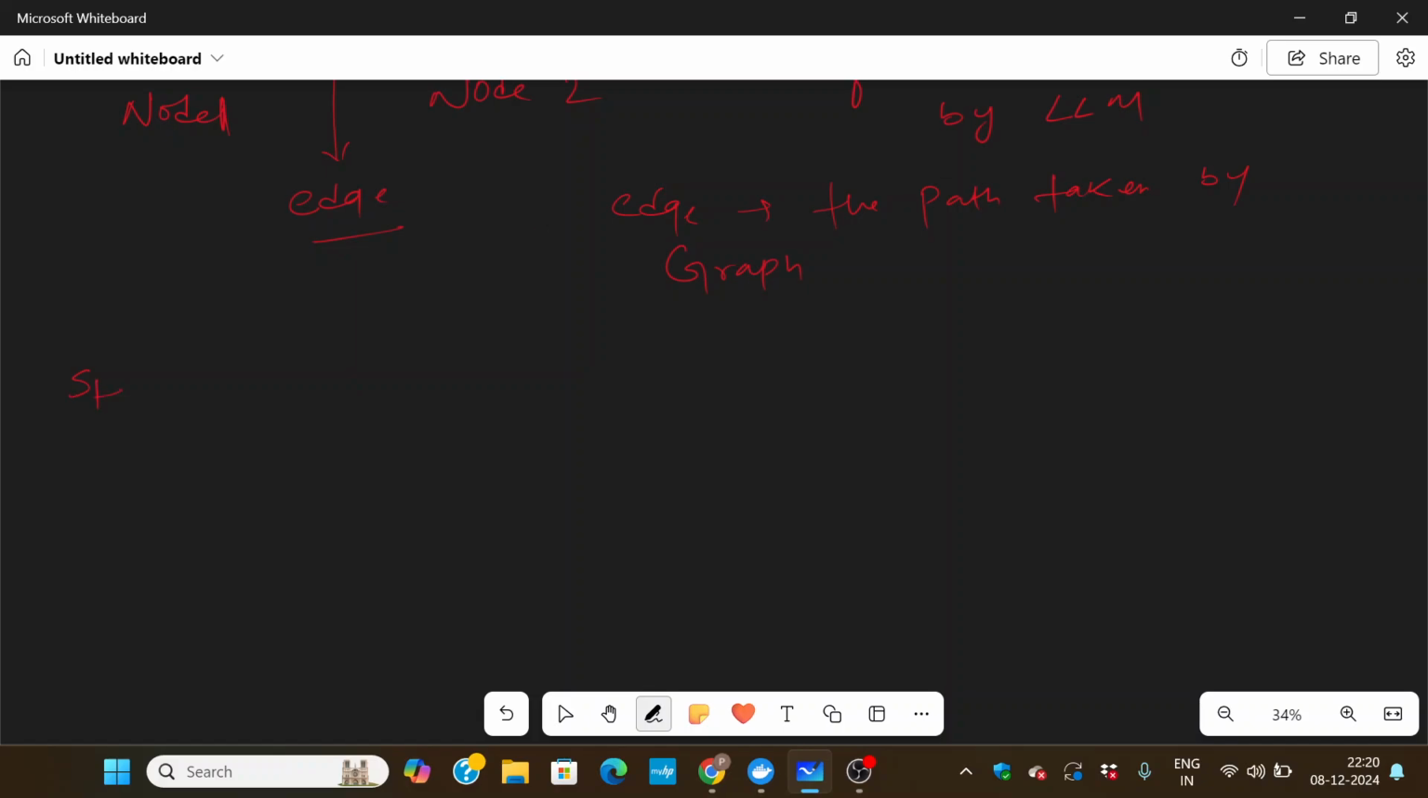Another thing that comes into the picture is the state. So what is a state? A state is nothing but a set of schema, or let us say a set of parameters, which has been executed at each node. I will give you one example, guys, by which you will understand it a little more briefly.